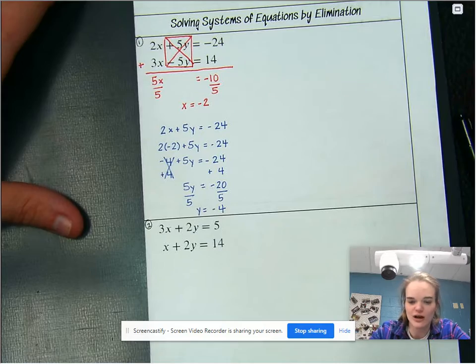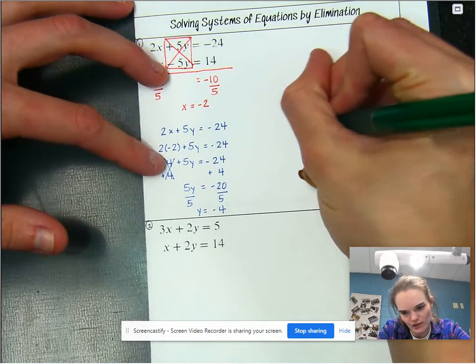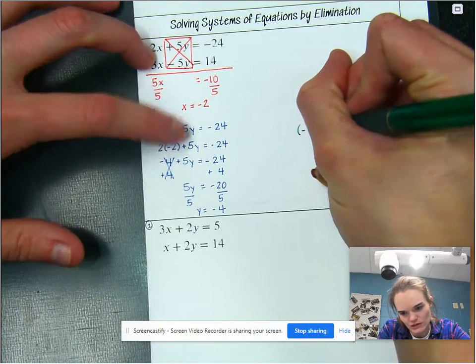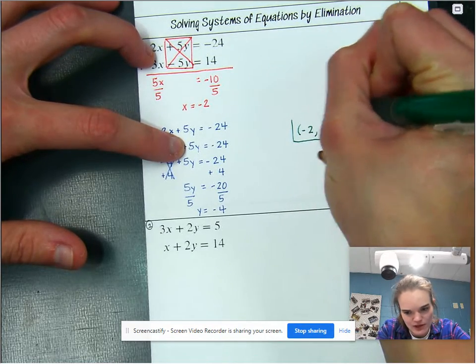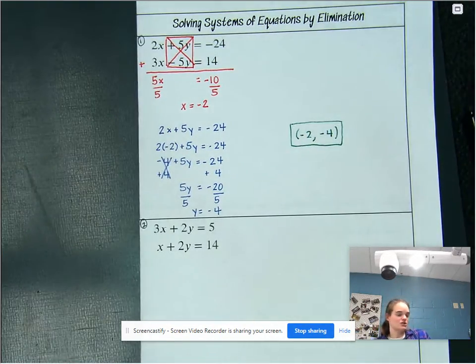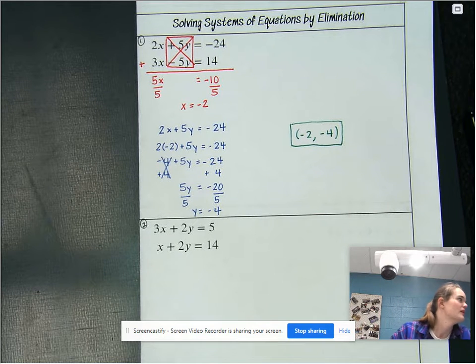And last, I'm going to write the solution as an ordered pair. Negative 2, negative 4. That is how I solve by elimination. I look for the same number in front of the variable. Then I look for the opposite signs. Then I add straight down.